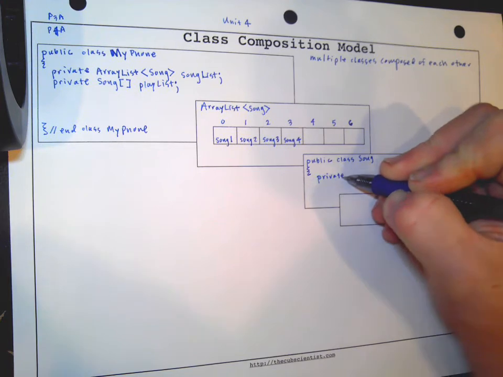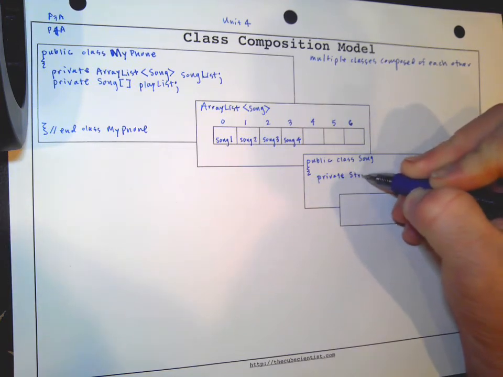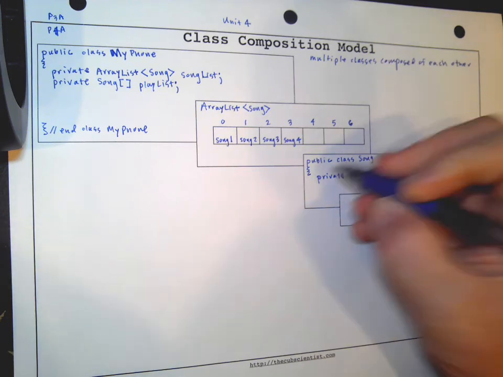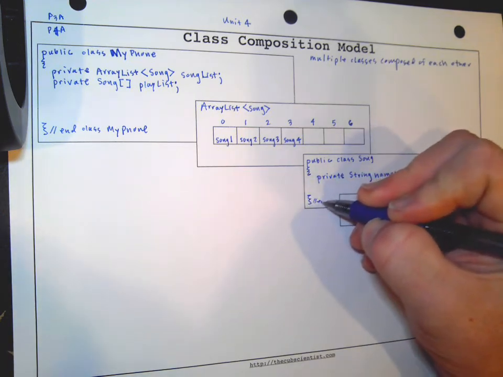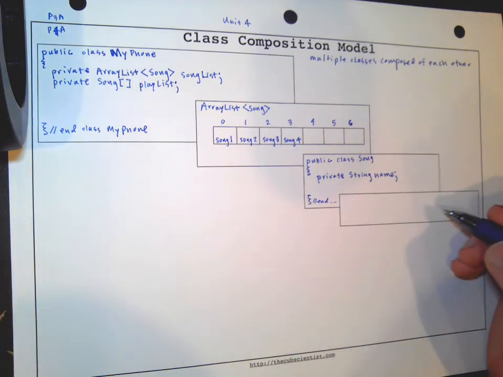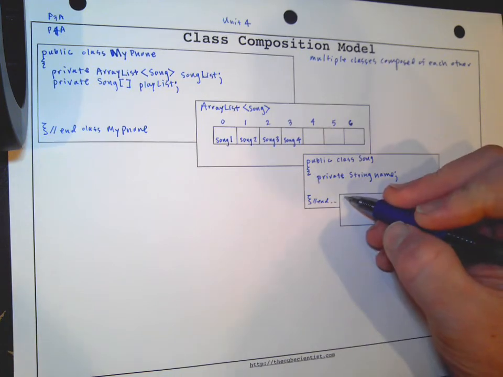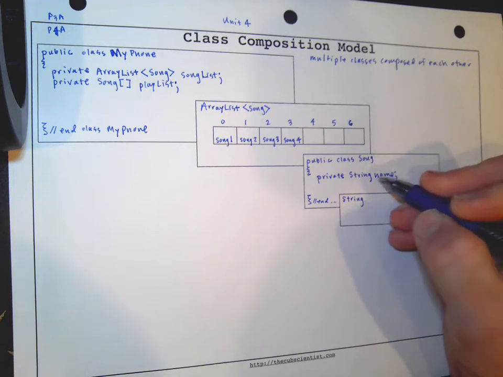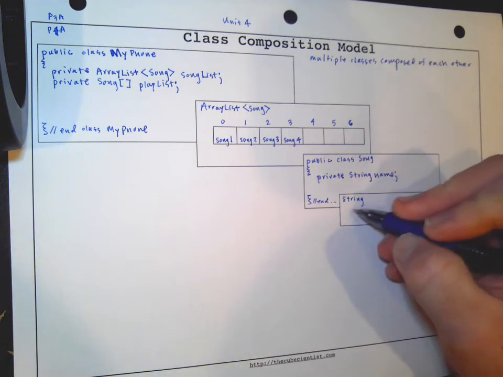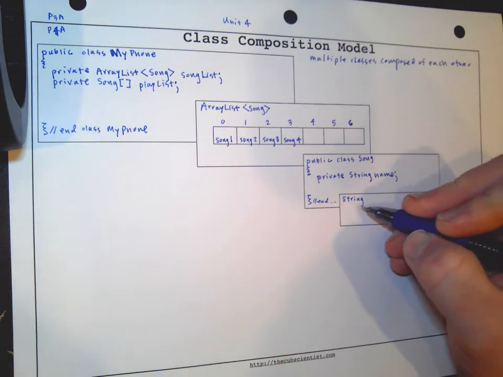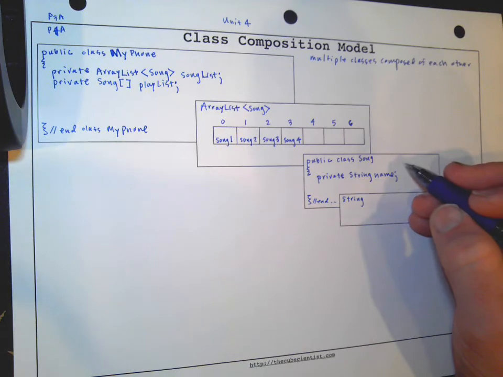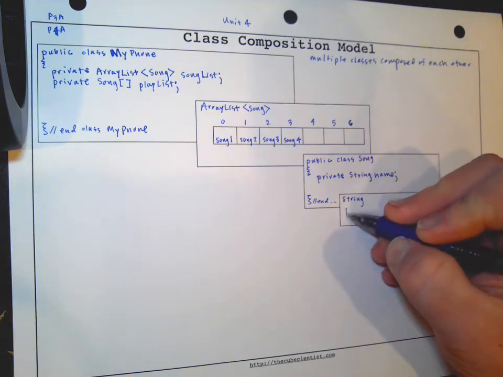Private. It has its own private instance variables like String name, and so forth. End class. And a String is actually an object itself, right? So songs have strings in them, and strings are objects. And the whole idea of a string is that it's a collection of characters. So we could put a name of a song.